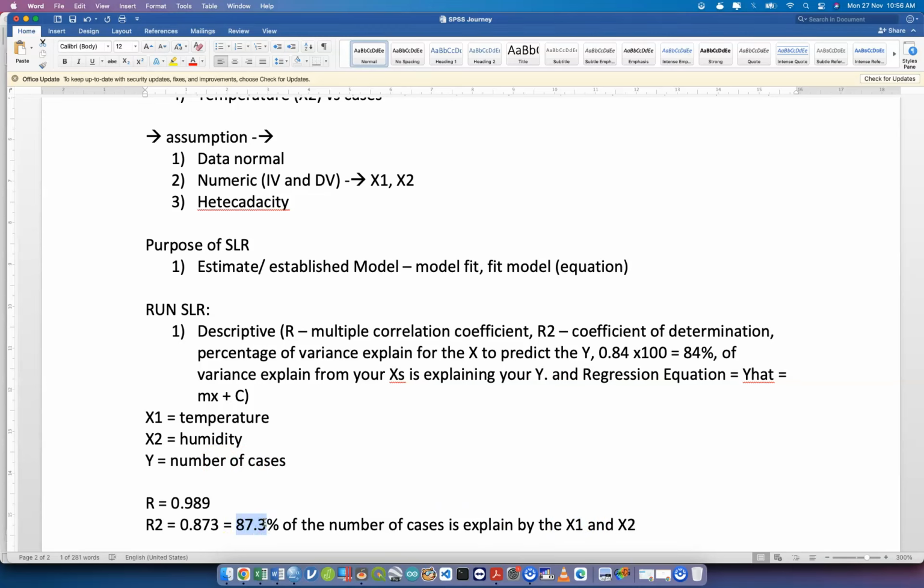That means our X is quite useful lah. If you want to know something about the number of cases, let us monitor the temperature and humidity. Because the variance explained is around 87.3. It's huge. And it's also meaningful for you to understand the remaining. What is the remaining? Is around 13.7, right? The 13.7% is actually what? Other factors that you are not studying. Understand or not? That is the function of the R squared.